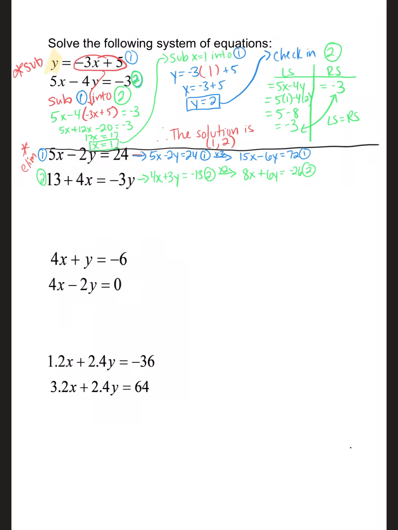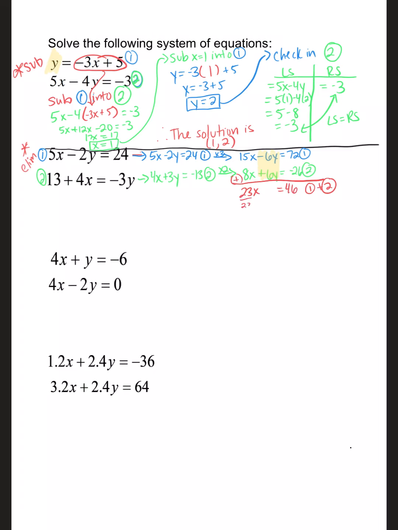Okay, so now that we were able to get the number the same on our y's, we can eliminate those. We have a negative 6y and we have a positive 6y. So because they are opposite signs, we are going to add them together. So let's just make sure we make a note of that. We are going to do 1 plus 2. And we'll put a little plus sign next to our equations. So 15x plus 8x is 23x. My y's cancel away. And then 72 plus a negative 26 is 46.